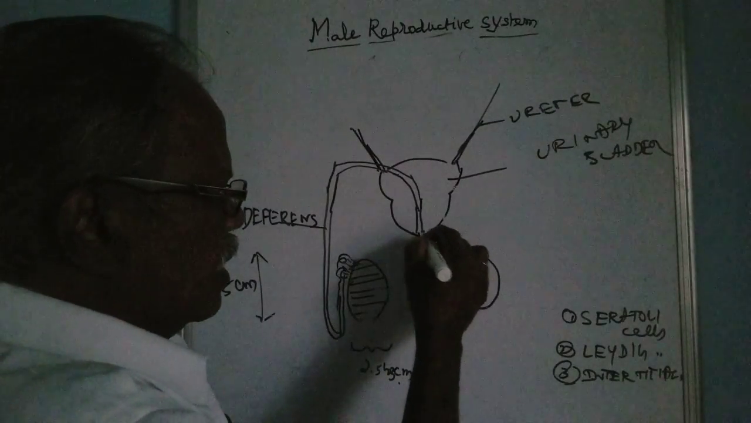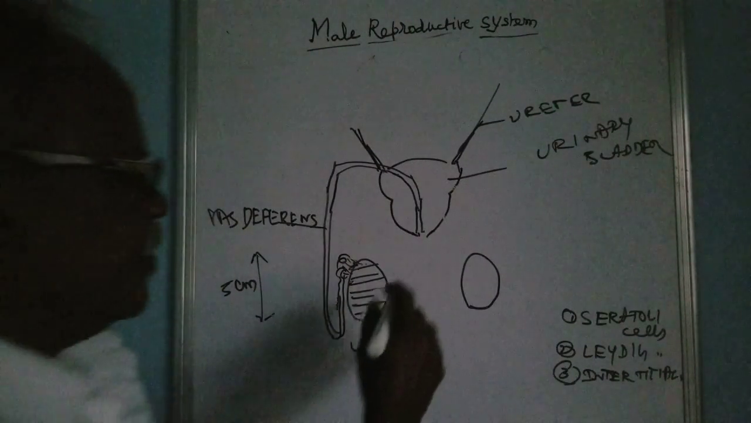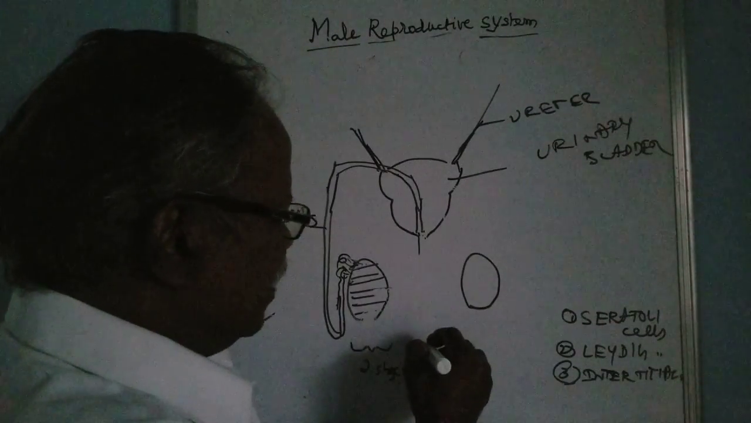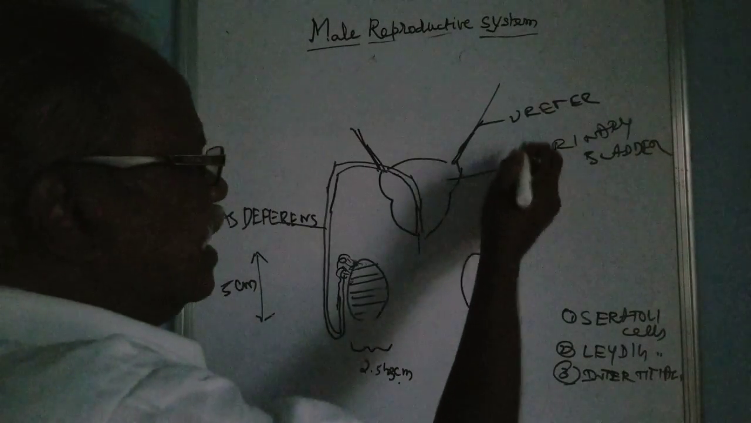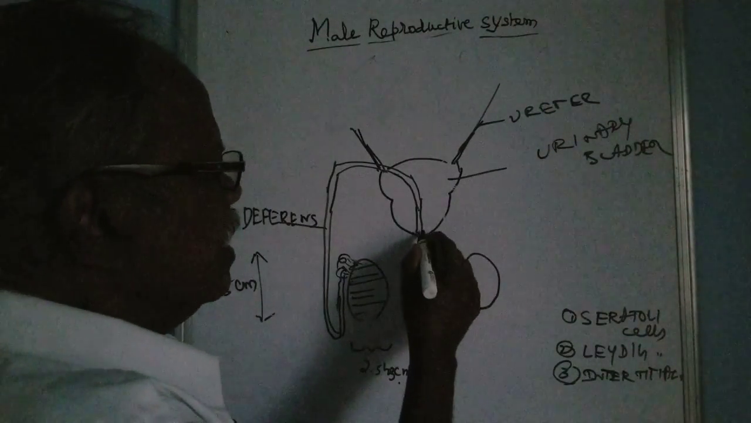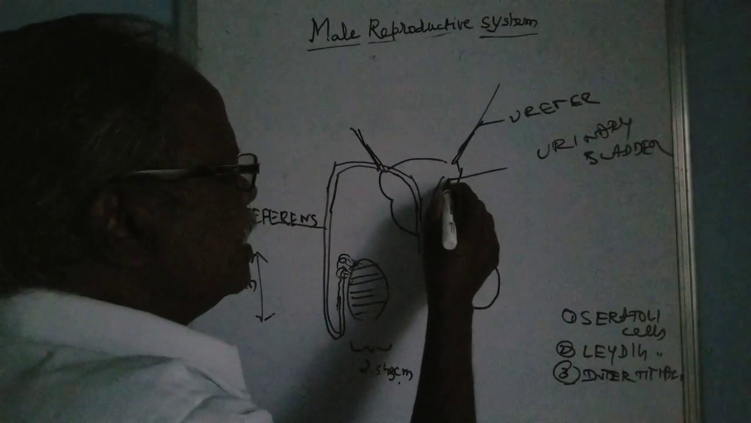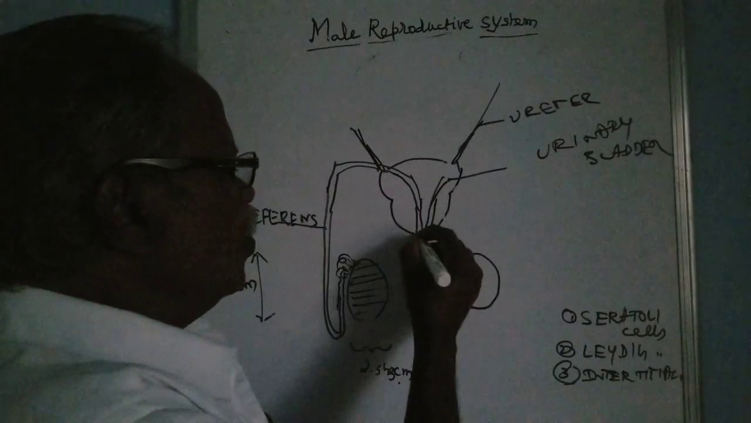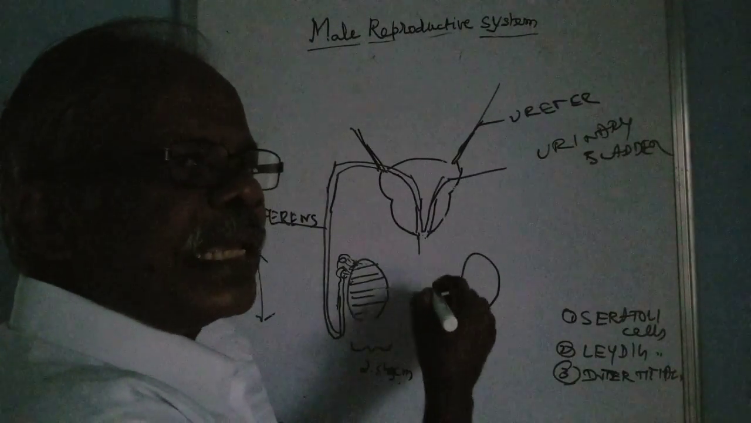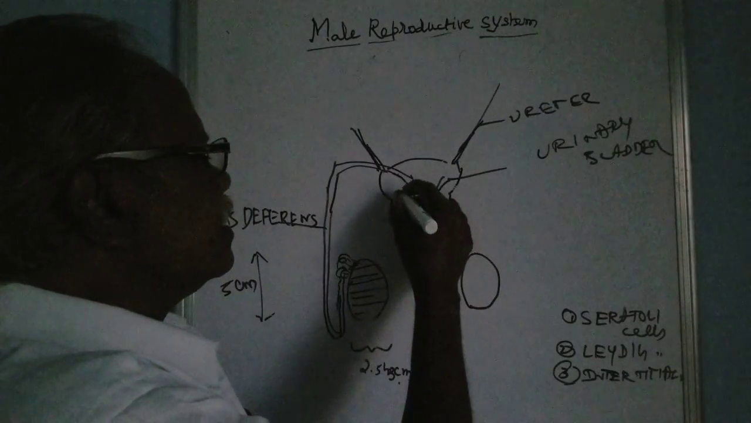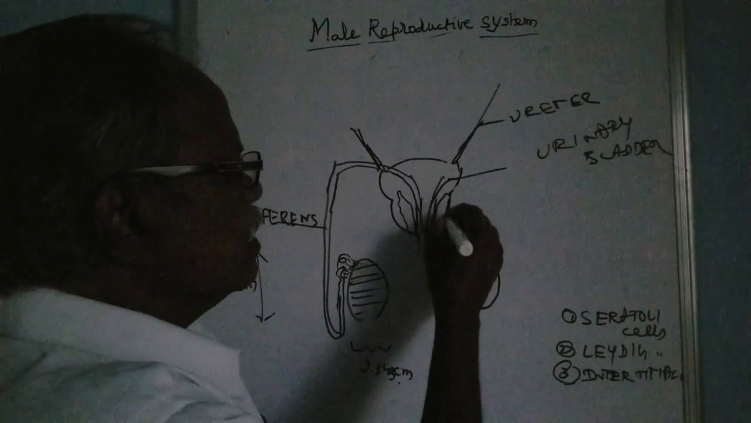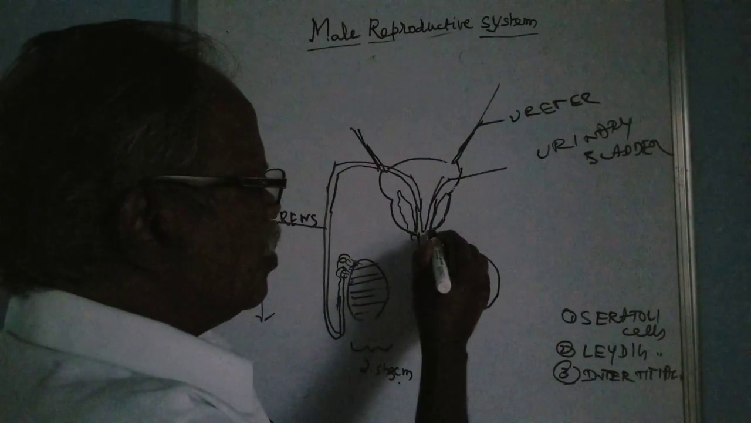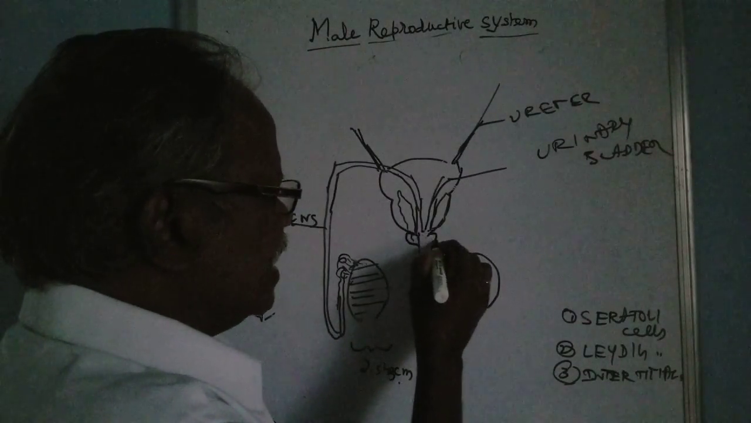This is the urinary ureter, where the penis starts. Similarly, from this side also the ureter, and at the junction of the vas deferens there are 3 types of glands. The first gland is the seminal vesicle, and then the prostate gland, a single prostate gland. Totally 3 types of glands are there.